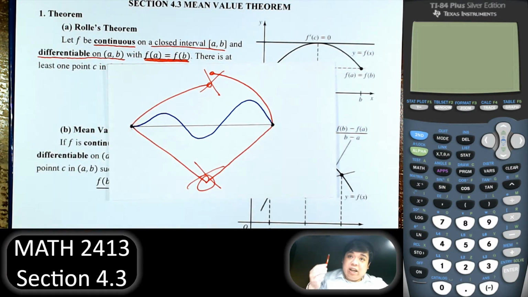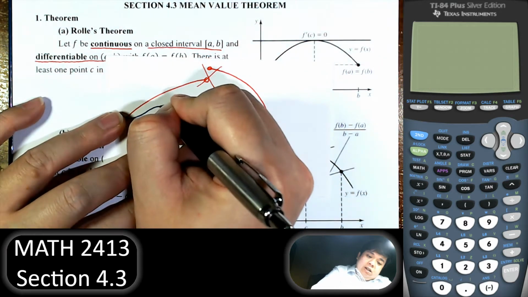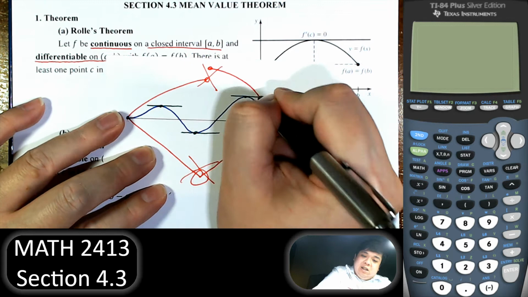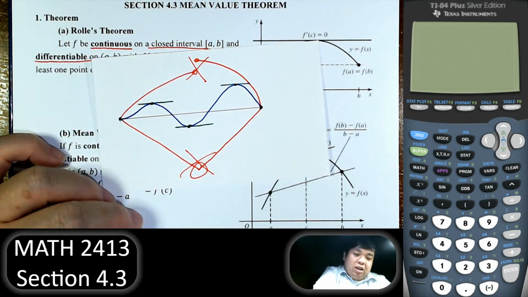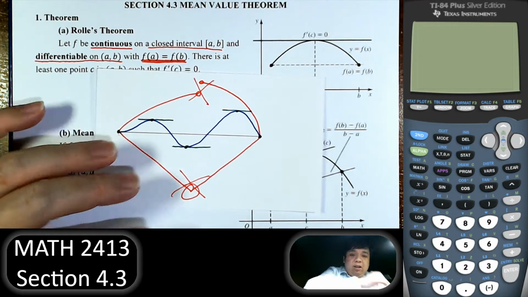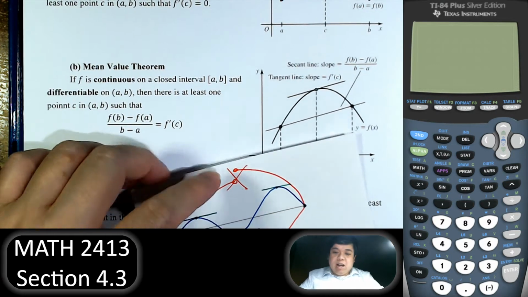So in that case, there will be a point where the derivative equals 0. Of course, that is where we have the horizontal tangent line, right? So that's what Rolle's theorem is about. Now, next, the mean value theorem.